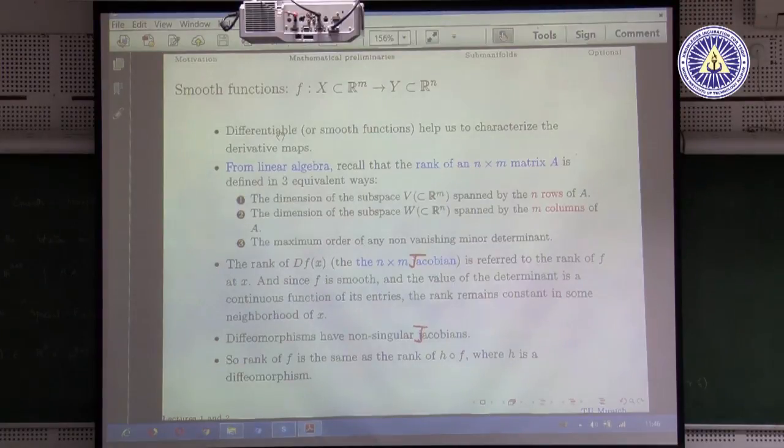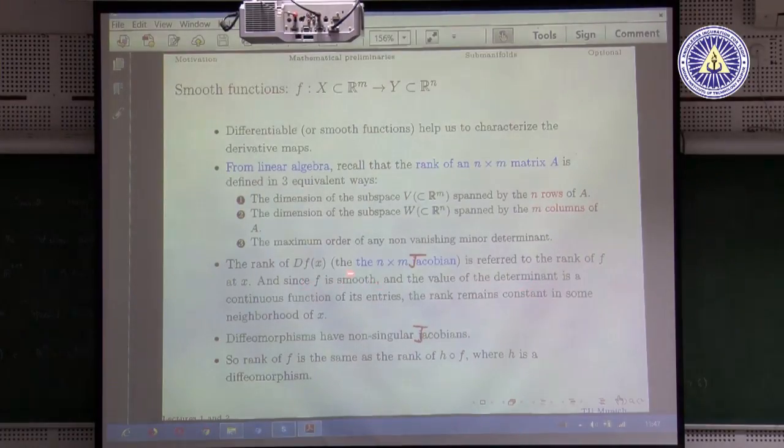Yeah, so this is some basic linear algebra. Maybe it is nice to go through this. Differentiable smooth functions help us to characterize derivative maps. The rank of an n by n matrix, definition. The rank of the Jacobian, right, is referred to as the rank of F. This was the point I made use of in the second result on 2 by 2 orthogonal matrices.